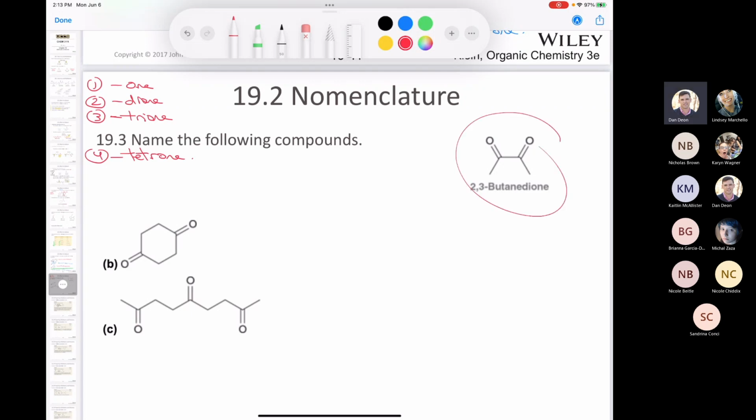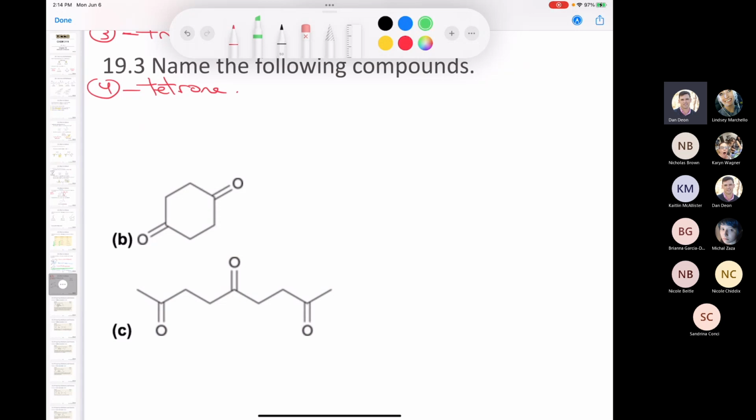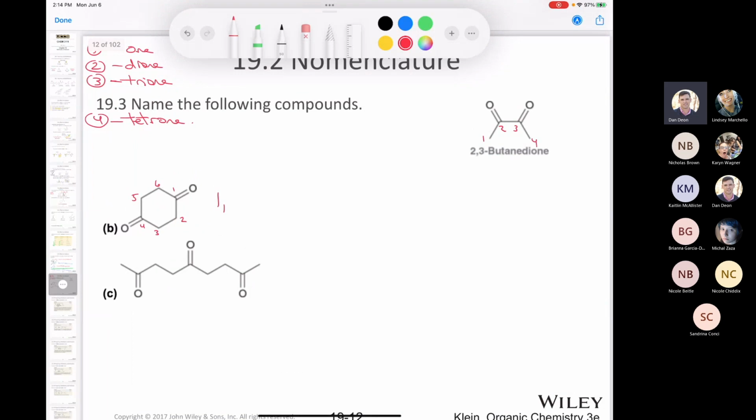So I put an example here. This would be called 2,3-butanedione, right? Because you have a total of 1, 2, 3, 4 carbons. And if the parent here is cyclohexane, you would call this 1, 2, 3, 4. So you'd call this 1,4-cyclohexanedione because it's a diketone. So let's scribble that in. 1,4-cyclohexanedione.